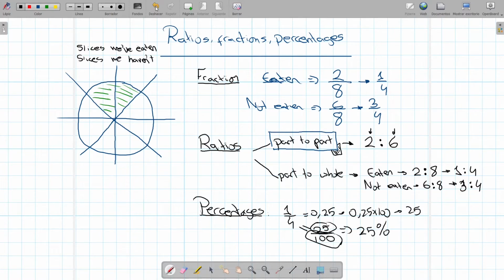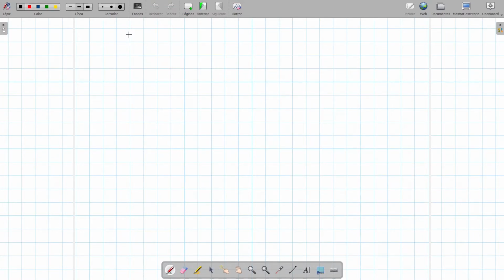Now if we have one, how do we convert it to the other? Let's go step by step. Let's see the case where we have a ratio and we want to convert it to the other relationships. Imagine we have 3:2, let's say 3 women for every man.